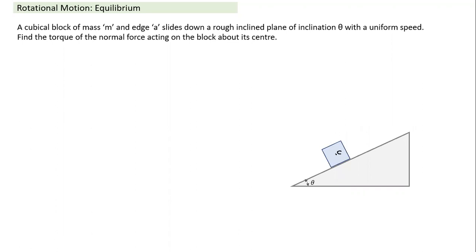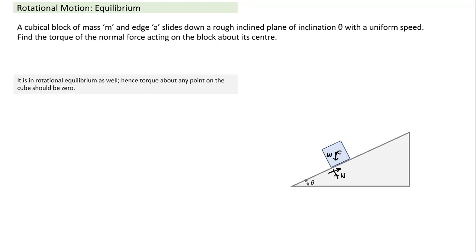What are the three forces acting on the block? Net force has to be zero. One force acting is its weight. The second force is the frictional force. And the third force is the normal reaction. When I take torque about the center equal to zero, out of three forces, one torque is zero. It means the other two, torque due to friction and torque due to normal reaction, are equal and opposite.